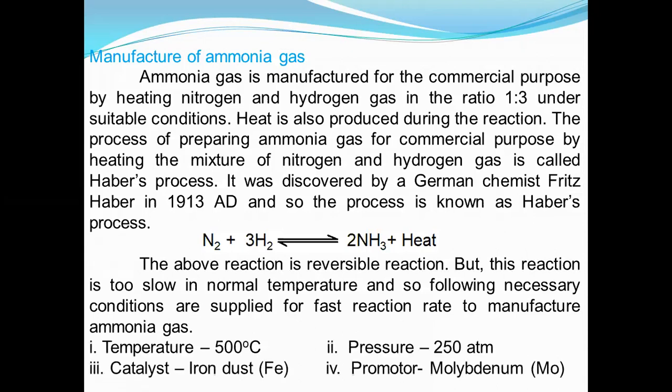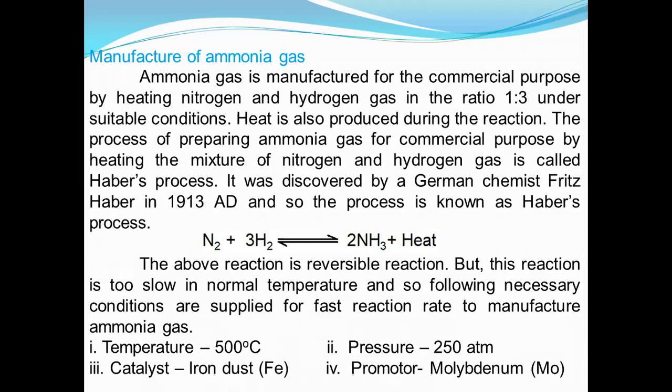So you can see here the conditions. Temperature: we have to supply some temperature, that is 500 degrees C. Pressure about 250 atmospheric pressure. Catalyst iron dust, and promoter molybdenum. Okay, so why catalyst and promoter? What is the meaning of promoter?